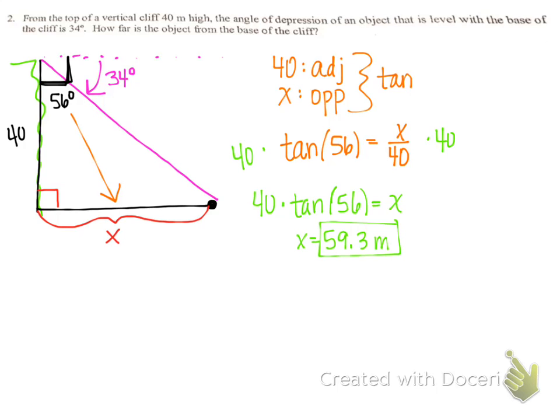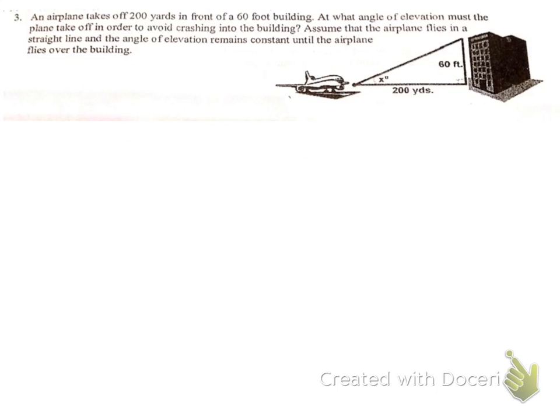Okay, so let's look at number 3 on the same worksheet. This one's already got a picture. Lucky us. It says, an airplane takes off 200 yards in front of a 60-foot building. At what angle of elevation must the plane take off in order to avoid crashing into the building? That's actually a real problem. Assume that the airplane flies in a straight line and the angle of elevation remains constant until the airplane flies over the building. So they've already got the picture drawn out for us. We've got our angle of elevation. It's from the plane's sight line up. So we want to know what that degree is.